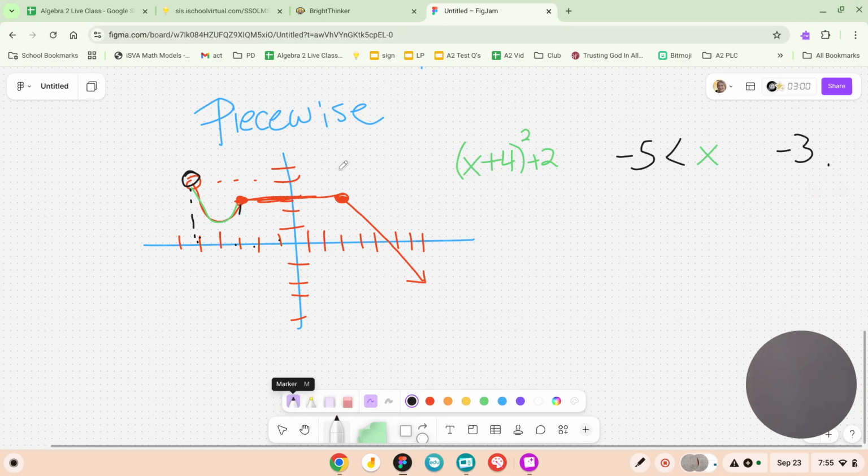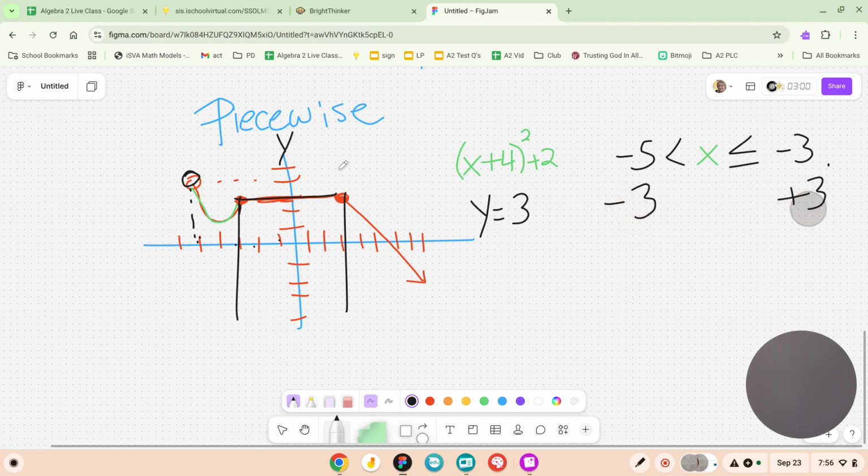At -3, it actually has a closed circle, so that's why it has the equal sign underneath. Then the next line is cutting through the y-axis, so it's going to be y equals 3, right? This is at y equals 3. But you're only seeing it between -3 and +3 along the x. It's only taking up that much space. But they are both closed circles, so this is the piece that you're seeing.